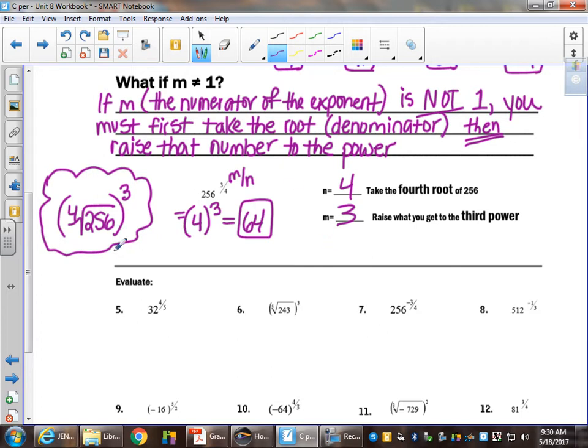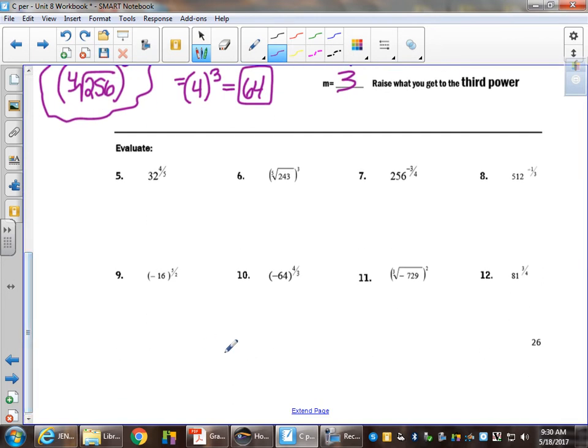What I put in this bubble is what it means, but we do not need to write this out every time. If we know how to verbally have the conversation, this, look at the smartboard, this is all we need to do to show our work. So that's going to come with practice. Let's get right into it. Number 5, what am I going to look at first? Am I looking at the numerator or the denominator first?